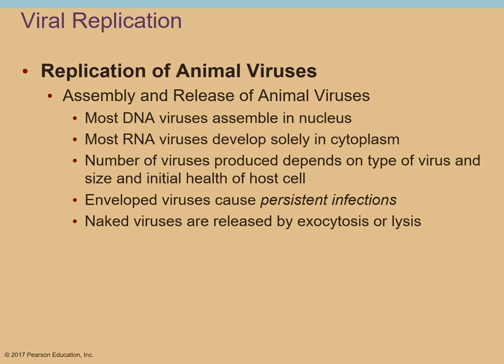In terms of assembly and then release of your animal viruses, most of your DNA viruses, they're made in the nucleus, the nucleic acid is made in the nucleus, they're going to be assembled there. Most of your RNA viruses are going to remain solely in the cytoplasm. Like I said, how many viruses are you going to produce each time it infects a new cell? Well, that depends, once again, on the specific type of virus that you had. It's also going to depend on the health of the host cell.